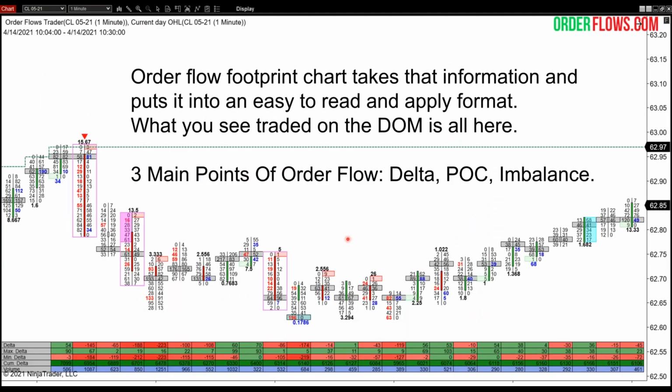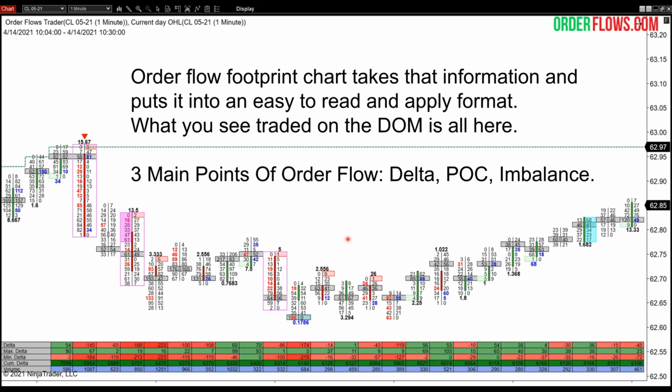So what somebody developed, I didn't develop this, is the volume footprint chart, okay, which takes the information you're seeing from the time and sales and puts it into an easy to read chart. And it's from that footprint chart that you can make good trading decisions. And there's 3 main points of order flow: delta, point of control, and imbalance.